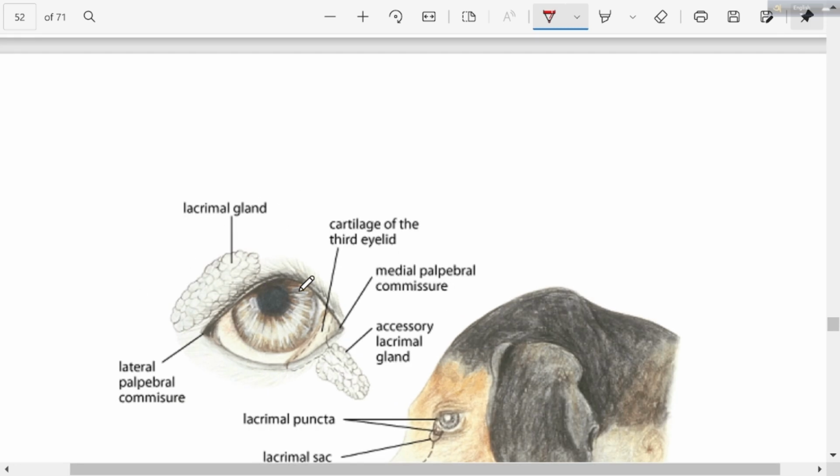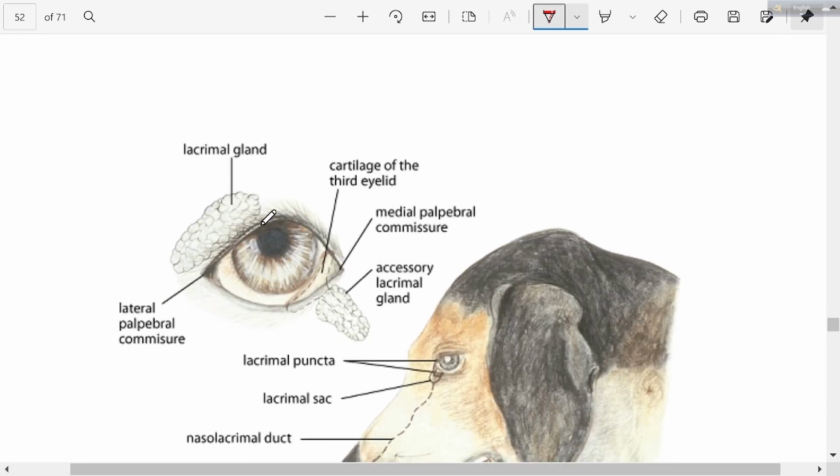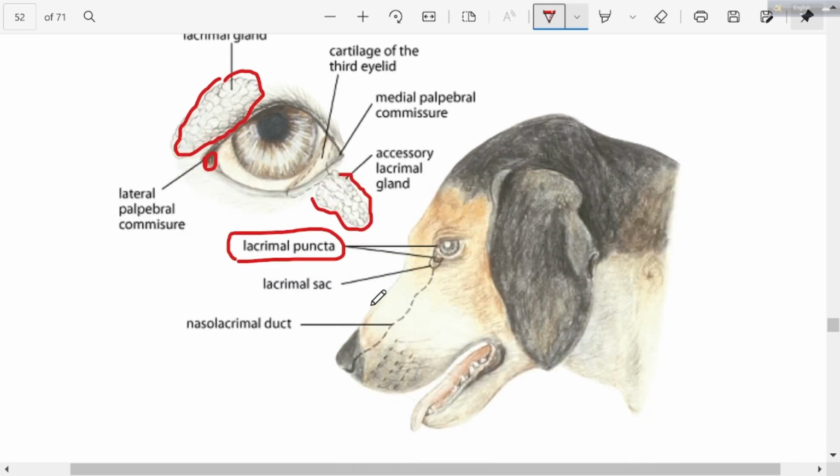Now here you can see another photo. This is the eye of a dog, and this is the lacrimal gland, which is located on the superior lateral portion of the eye. This is the lacrimal gland, from which there will be the origination of the lacrimal ducts. These secrete the lacrimal fluid. This is the accessory lacrimal glands which is present here. I'll be talking about the rest in a model, what is the lacrimal puncta, what is the lacrimal sac and how the drainage occurs.